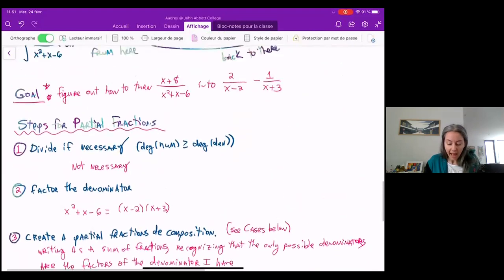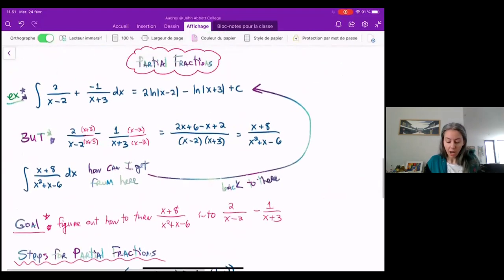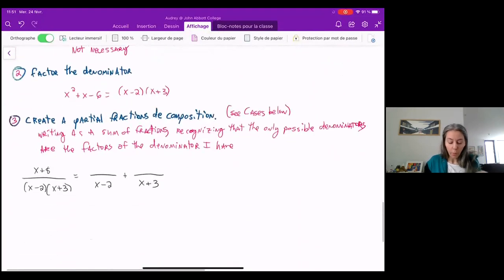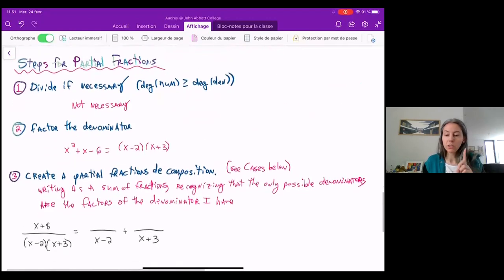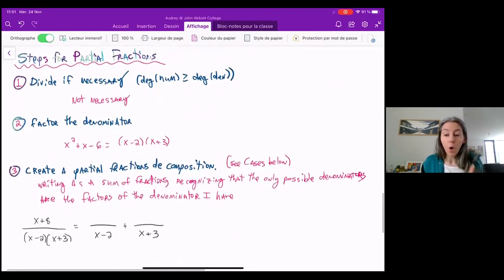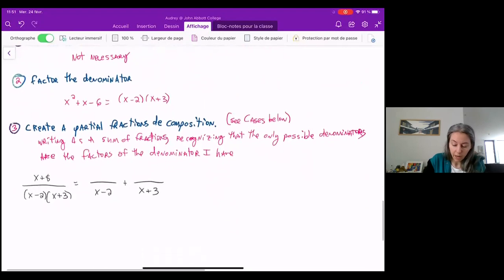When we think about how we added these fractions together, if there had been an x plus 7, then we would have ended up multiplying by x plus 7 as well, and that would have been a factor of the denominator. So we know that these are the only possible denominators. More than that, though, our first step was to divide. So I also know that my numerators will have a lower degree than that of the denominator.